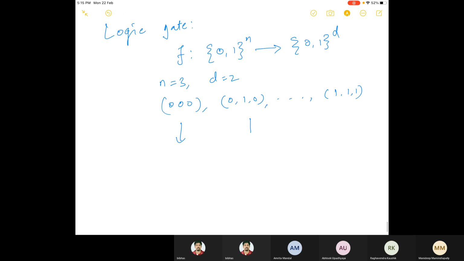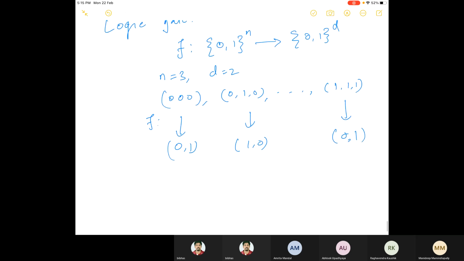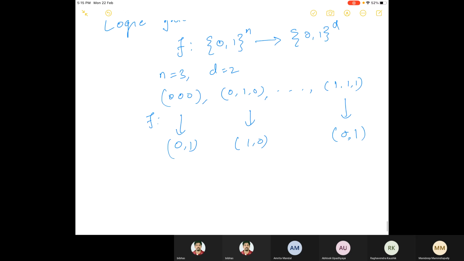So this is an element of, let's say, d equals 2. I can assume that this is 0,1, this is 1,0, something like that. So each of these will be something, let's say 0,1, doesn't matter. So this is such a function. And then we said, okay, what is a logic gate?